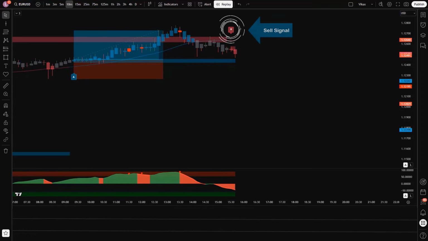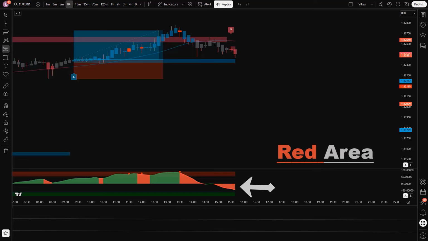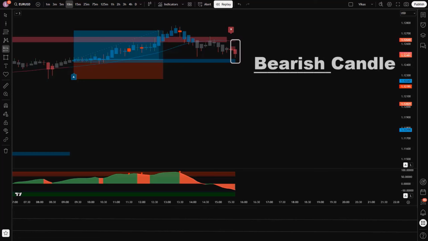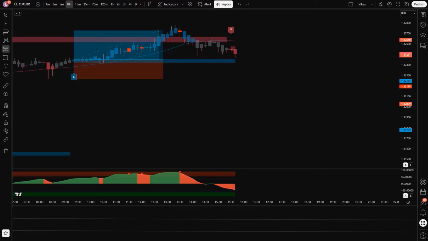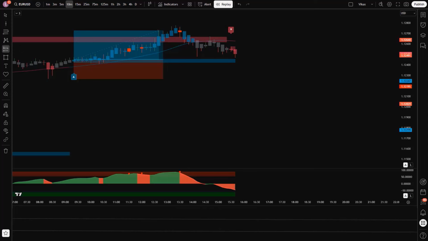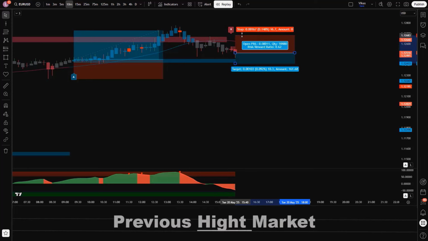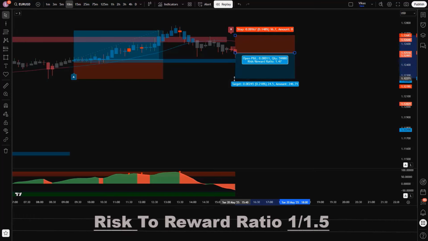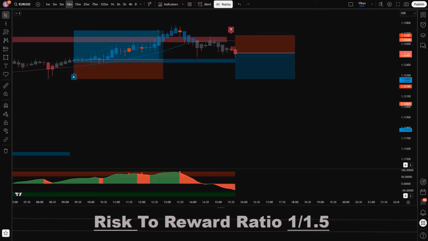Here the HEMA trend levels indicator gives us a sell signal. Here the wave trend oscillator indicator shows a red area. Here the market has made a bearish candle to give confirmation. So all our conditions are being fulfilled, so we are placing an order to sell. Our stop loss is to be placed at the previous high of the market, and the risk to reward ratio will be 1:1.5.